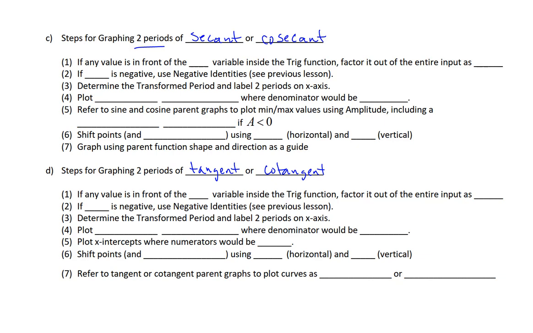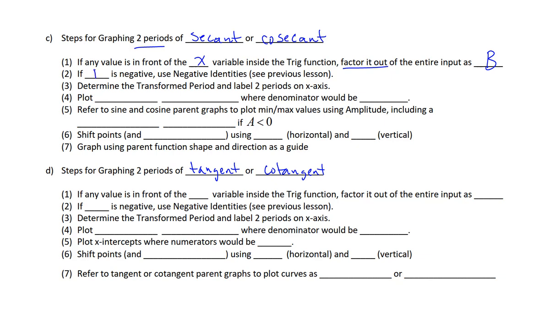We'll begin in the following with the top option of secant or cosecant. As we've already seen with sine and cosine, if any value is in front of the x variable inside the trig function, factor it out of the entire input as b. We're working with our A, B, C, D setup here as seen in those formulas above. So if there's a value in front of the x in the given function, we're going to factor it out just like we did with sine and cosine, and that's going to be our b value.